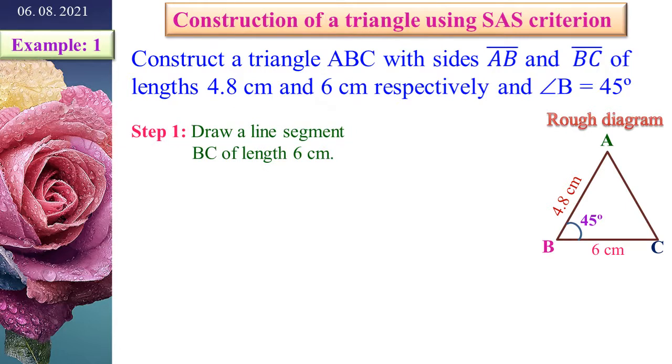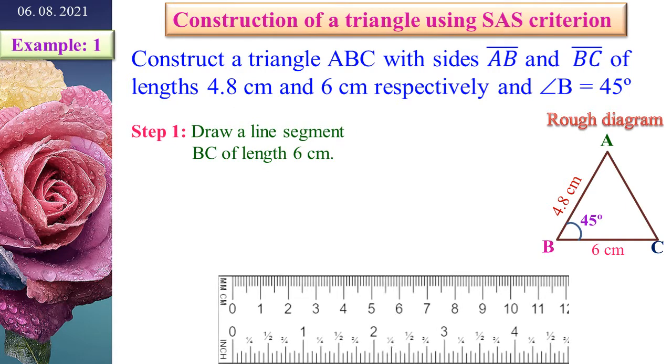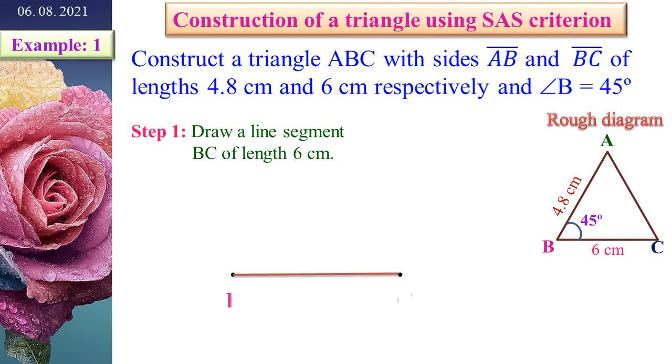Step 1. Draw a line segment BC of length 6 cm. Take a scale, BC equal to 6 cm. Mark a point from 0 to 6 cm. Draw a line. Remove the scale. Give the names B and C. Write the measurement 6 cm, BC of length 6 cm.